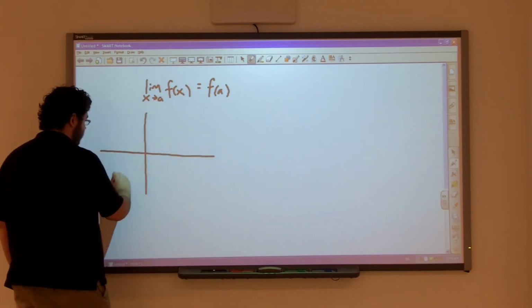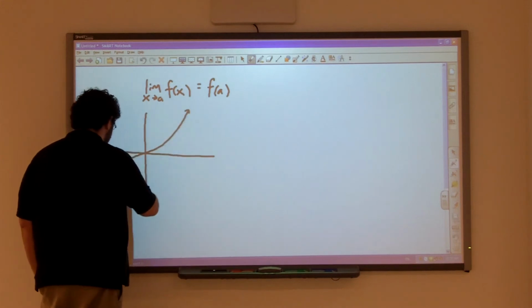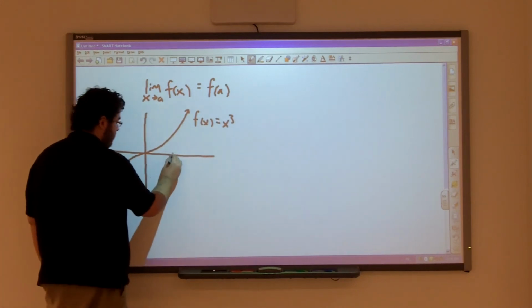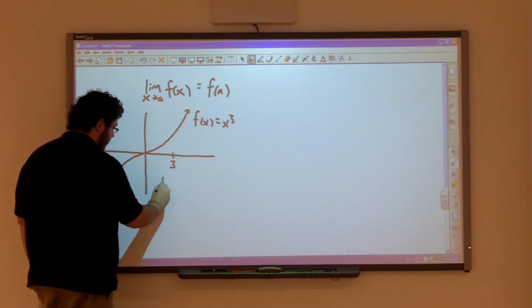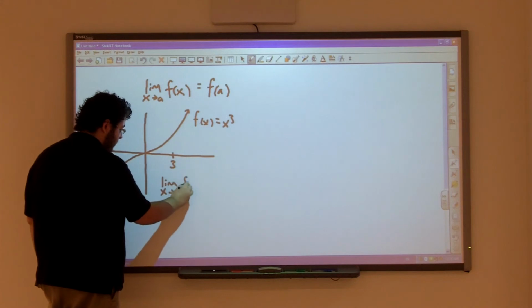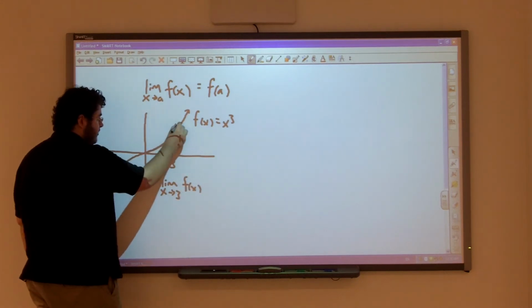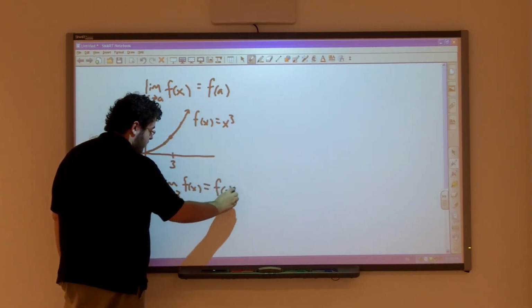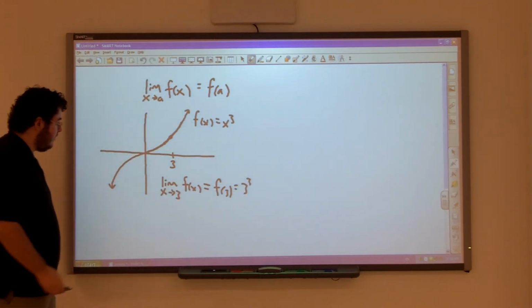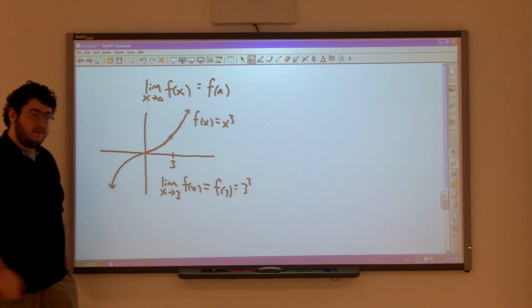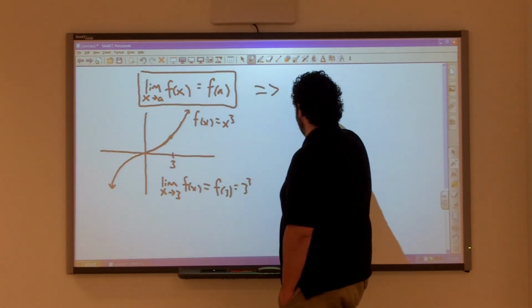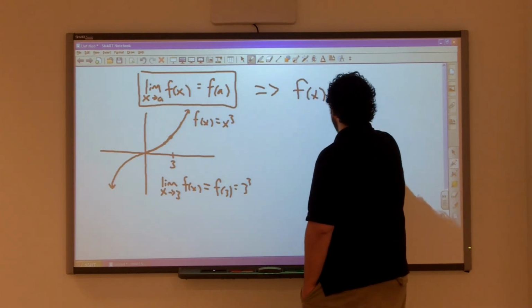So if we just take an ordinary function, could be anything, let's say it's f of x equals x cubed. Nice, well-behaved function, no asymptotes or anything like that. Let's say we wanted to look at what happens when x approaches 3. So limit as x approaches 3 of f of x. Well, it approaches the same value from either side. So the limit exists, and it approaches the f of x value, f of 3, which is 3 cubed. So, we can say that the limit equals the function at that point. If this statement is true, then we say that f of x is continuous.